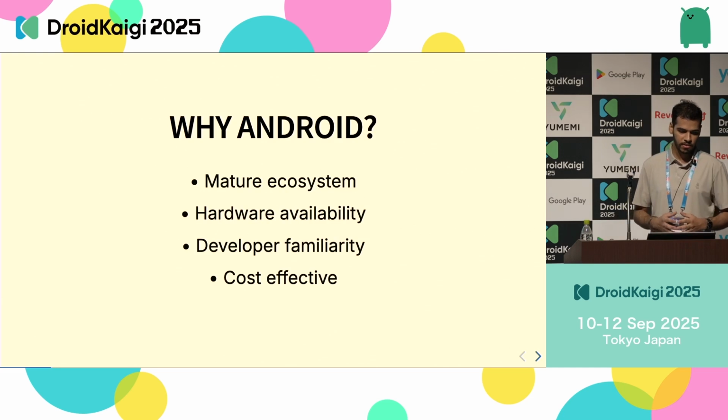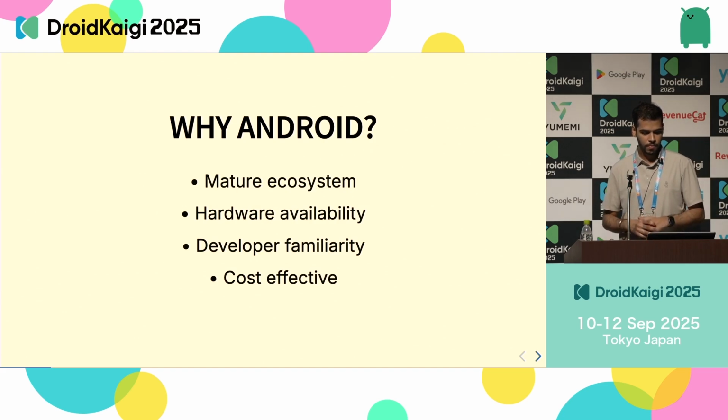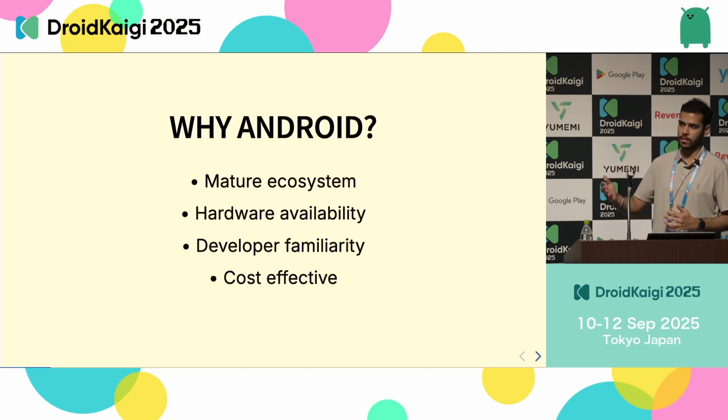Third is developer familiarity. That means it's easier to maintain. We can always push some pull requests, and we have so many good and amazing developers around to work with. Last, it's not as expensive in terms of scaling to work with Android.